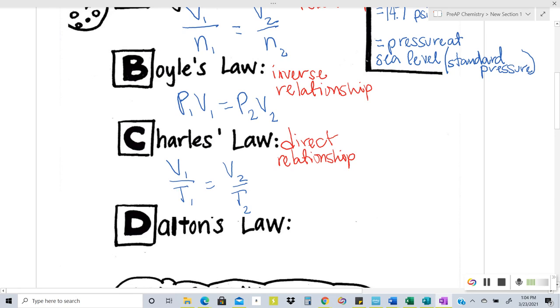Okay. The biggest thing you need to know with all of these is if you have to calculate temperature, it must be in Kelvin. I did write that at the top, so don't forget that. Also, your units have to be the same. Like if we have two different volume units, that's not going to work. Or if we have two different pressure units, that won't work either. So just make sure you're paying attention to that.